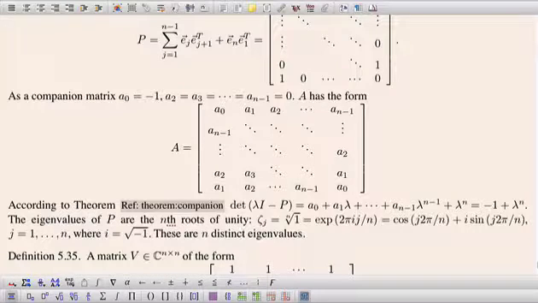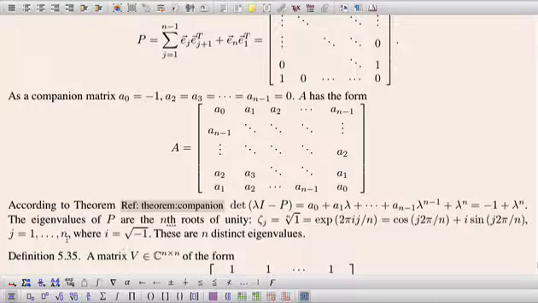And then according to the companion theorem, we have that the determinant of lambda I minus p is a0 plus a1 lambda plus, all the way up to, lambda to the n. In this case, all the a's are zeros except a1, which is minus 1. And we have the last term, lambda to the n.